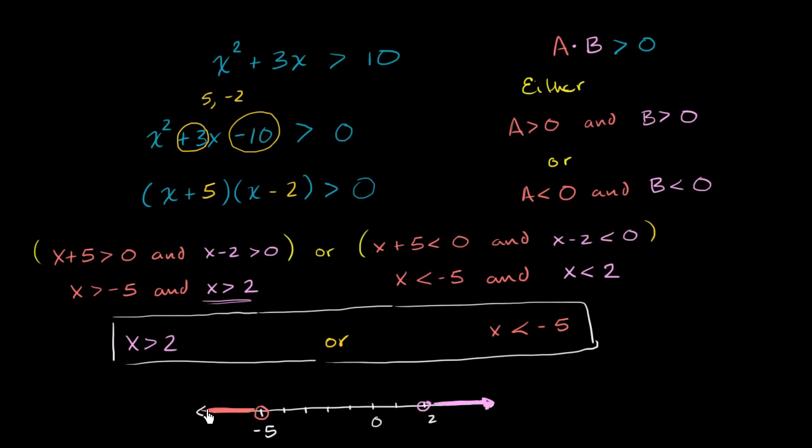So x could be any number. It could be negative 6. Negative 6 would satisfy this. You can verify that. Negative 6 squared is 36 plus negative 18, which is going to be 18, which is greater than 10. Or you could have, say, a positive 3 would work. 3 squared is 9 plus another 9 is going to be 18, which once again is greater than 10.